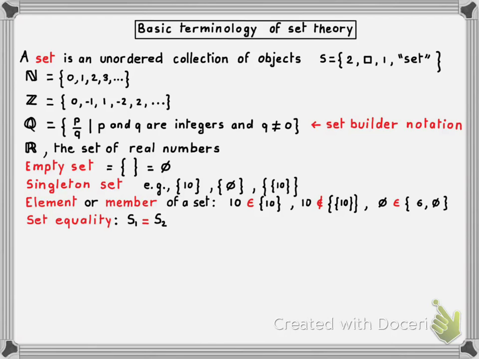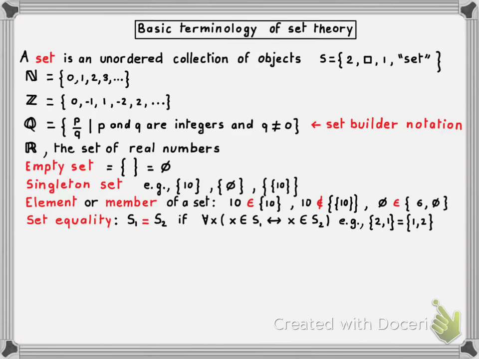Now let's define set equality. We say that sets S1 and S2 are equal, denoted by this, when the two sets have exactly the same objects in them. A more formal way to write this down is to say that for all x, if x is an element of S1, then it must also be an element of S2 and vice versa. We have an equivalence here, if and only if. So that's the logical way of writing the definition of set equality.